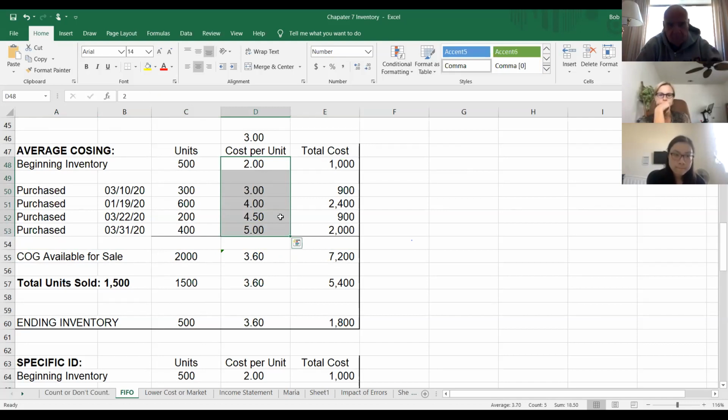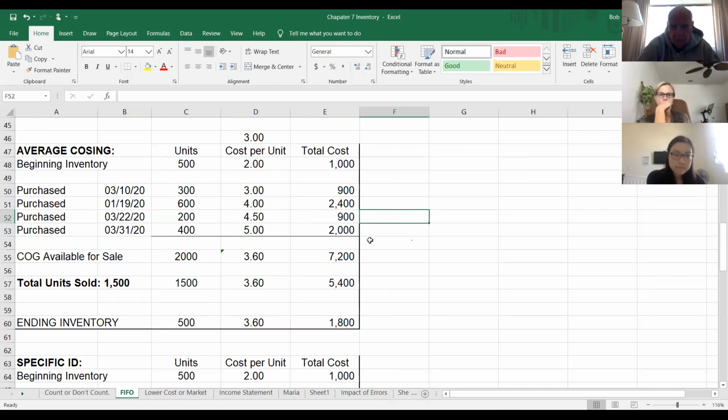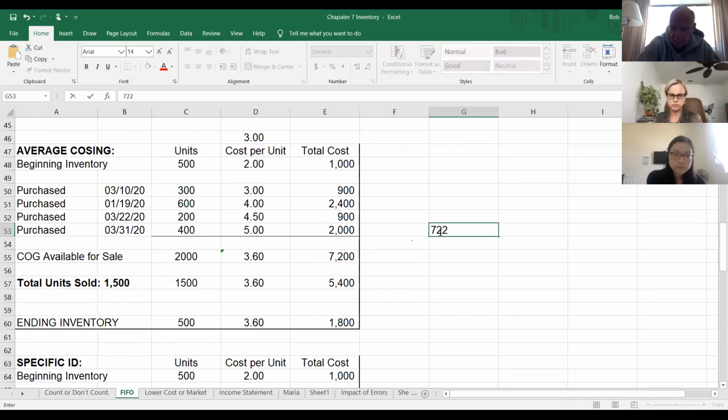Wrong. The only time that would ever be right is if all the prices were the same and the units were the same, okay? So which numbers does it factor in then, if not the beginning inventory? You take the cost of goods available line and just take the dollars, 7,200, divided by 2,000. There's your 3.6.